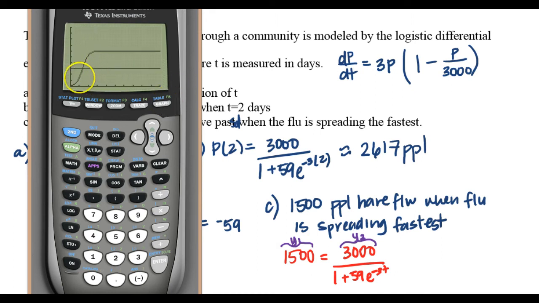And I'm going to make my y scale 500. So here's the graph. So here's my logistic differential equation solution, and then here's my 1,500 constant function. So I want to know where they intersect. So I know the y value where they intersect. That's 1,500. That's how many people have the flu when the flu is spreading the fastest. But I want that time. So it looks like it happens somewhere between 1 and 2.